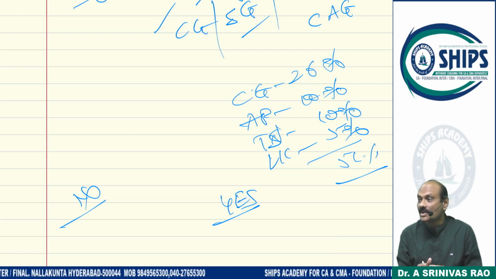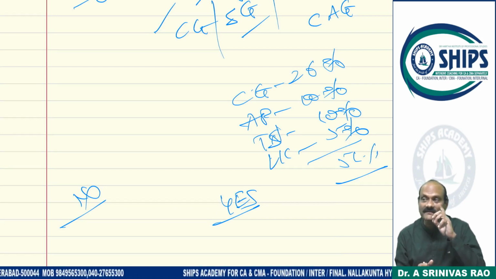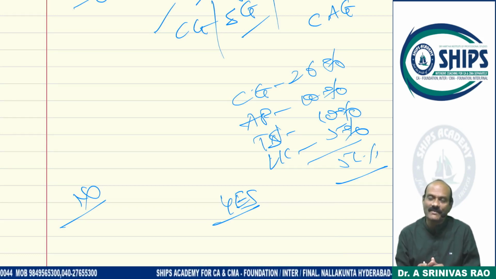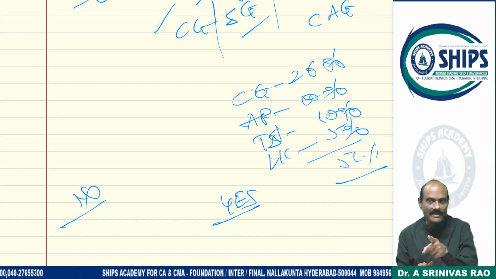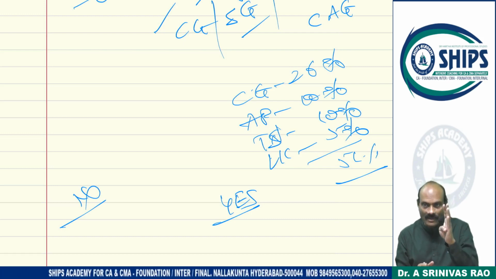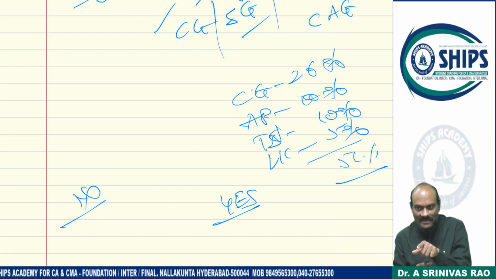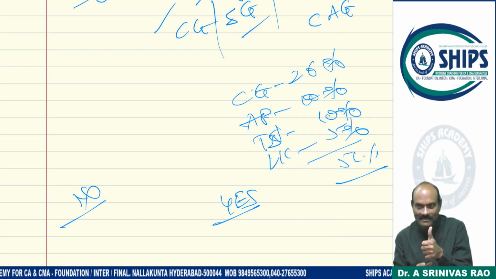Answer is no. Why? Because what was the definition? 51% or more paid up capital is held by central government, state government, partly central government, partly state government or governments. Is LIC government? That's all.